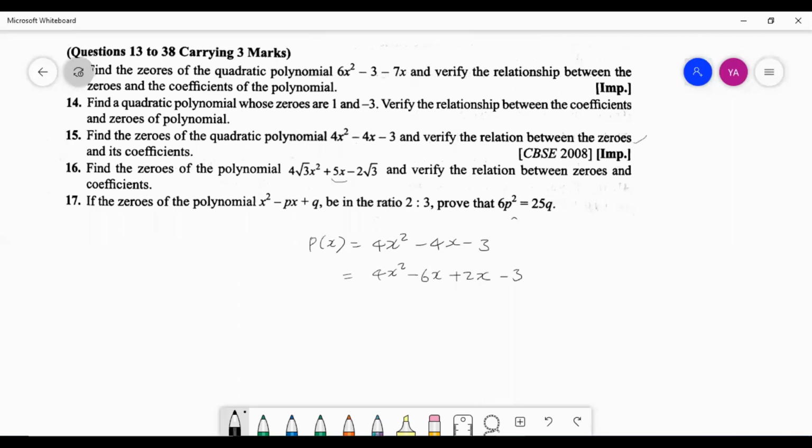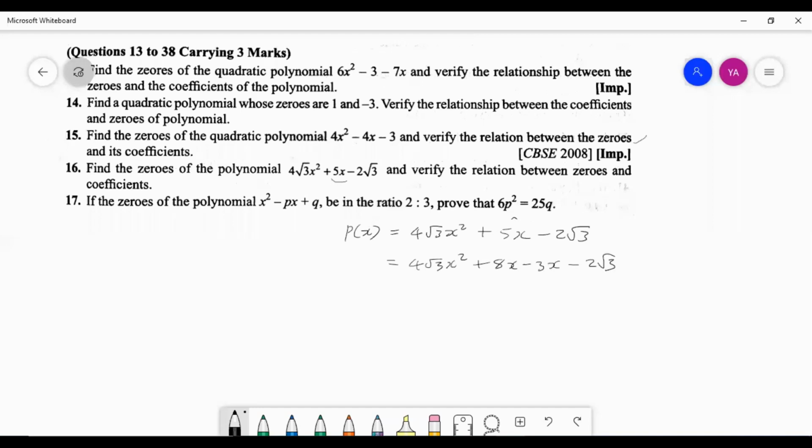These three are similar questions. That's why I jumped to the 16th. Then we will go to the 14th. Okay. So the 16th question, same model question. So how can you split the middle term 5x? 8x minus 3x. So you can check it. Okay. So given p of x is equal to 4 root 3x square plus 5x minus 2 root 3. So how can you split the middle term? 8x minus 3x.